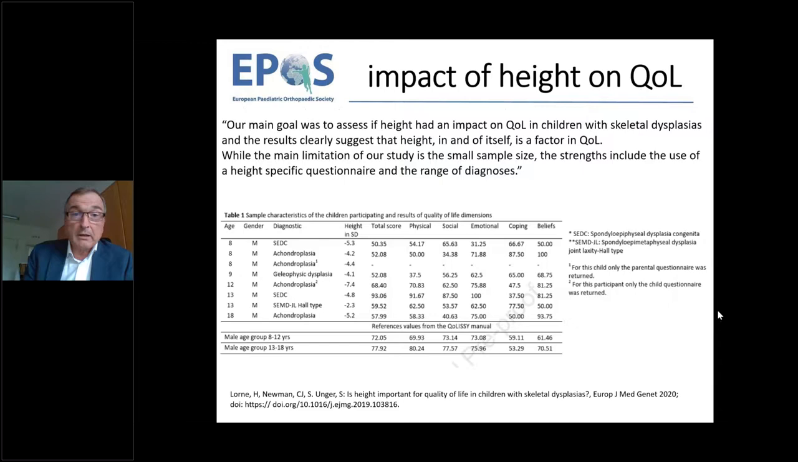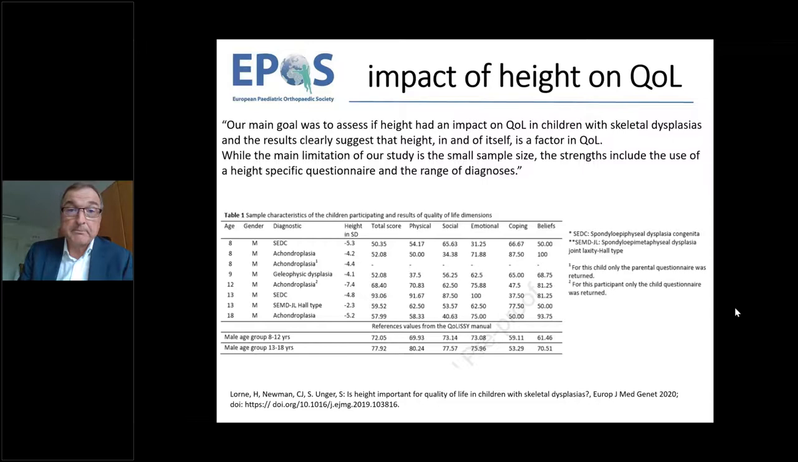Another study, recently published, comes to a different conclusion. They wanted to assess if height had an impact on quality of life, and clearly stated, in different patients with skeletal dysplasias, that their results suggest that height in and of itself is a factor in quality of life. The sample size was small, but still the results were quite clear.